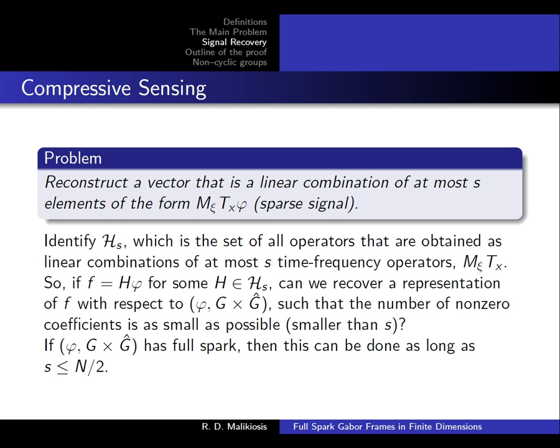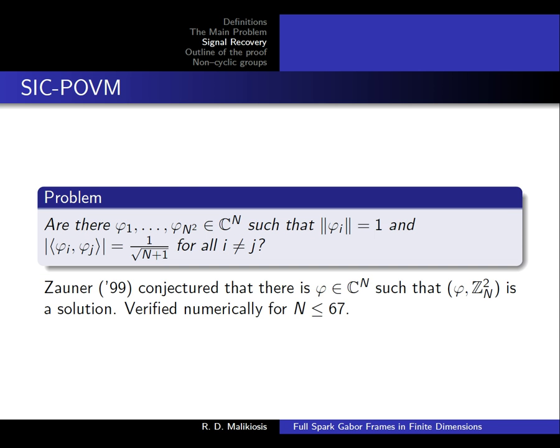Because if you had two different representations, that would give you a linear combination of 2s vectors, a linear dependence between 2s elements of this form. But you cannot have that if you have full spark, okay? If your window phi generates a full spark Gabor frame. Okay, so this is just as an aside.